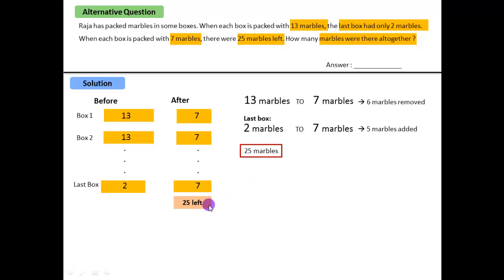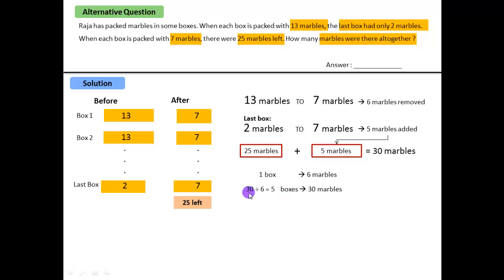So at first, 25 marbles were there. Since 5 marbles were added to the last box, let's add 5 marbles. This gives us 30 marbles. So basically 30 marbles were taken out from the boxes that contained 13 marbles. If 6 marbles were removed from one box, let's find out how many boxes are required to remove 30 marbles. It will be 30 divided by 6, which gives us 5. So the total number of boxes would be 5 plus 1, which is the last box. And this gives us 6 boxes altogether.